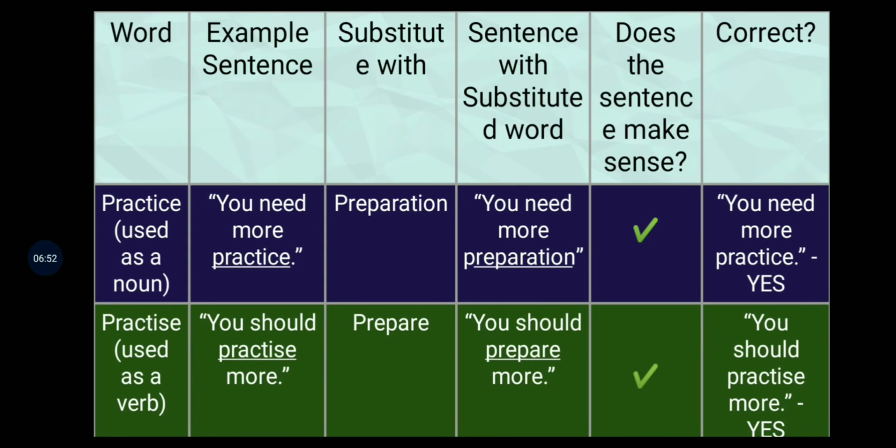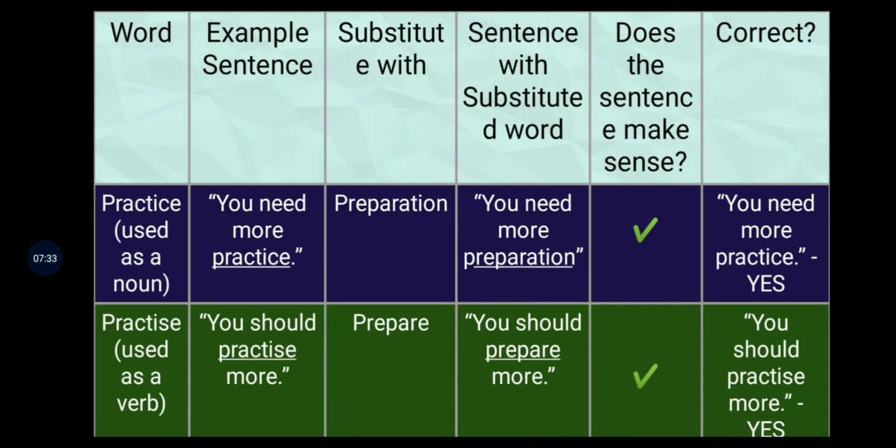So you see, we have tabular columns and rows here which have been listed to make you understand how the substitution trick works. Say you take the second row here, and we have the word practice, that is with the C, used as a noun. If you want to check if the word practice fits into the sentence properly or not, we can use a substitution word here. We can substitute practice here with preparation. Note, practice in this case is being used as a noun, and preparation is also a noun.